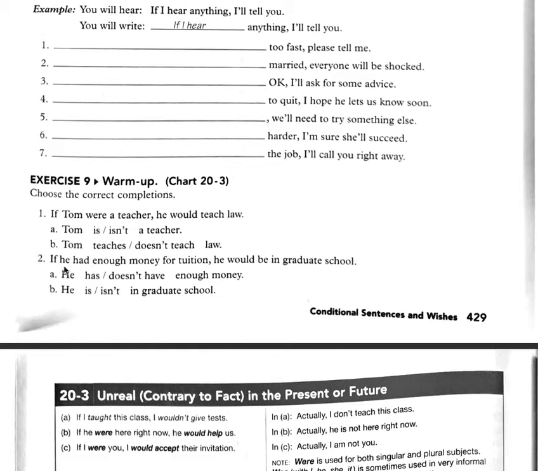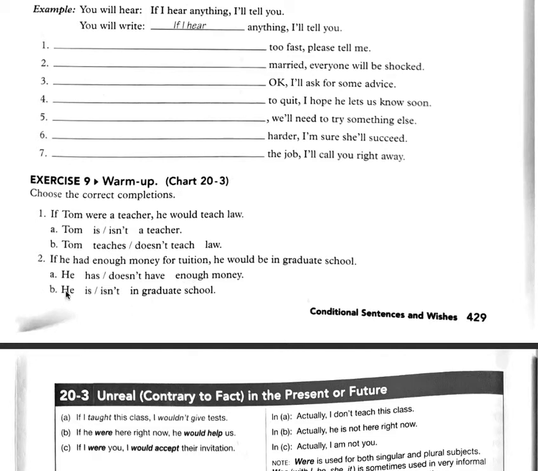So here, look at the if clause. Had is in the simple past, and then would is followed by the simple form of the verb. So you say, okay, this is unreal in the present future. So in this particular case, he doesn't have enough money. That's why he's not in graduate school.